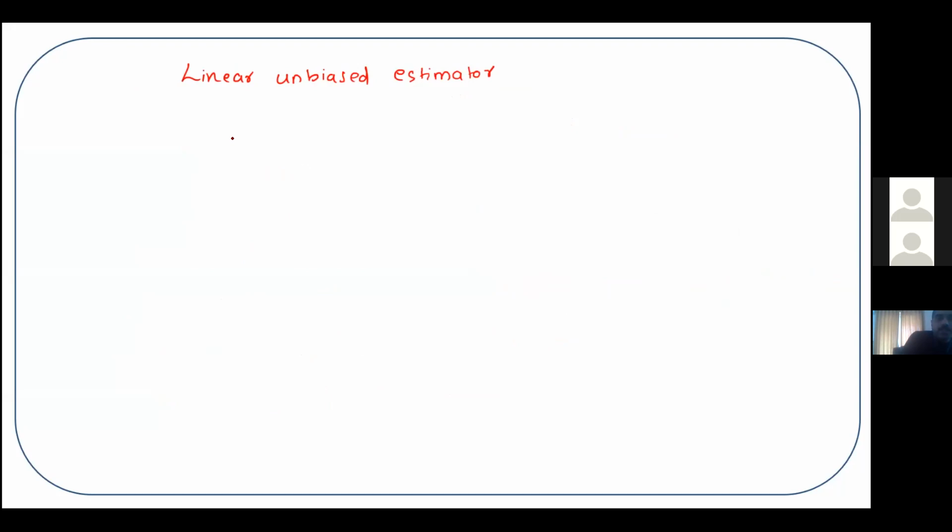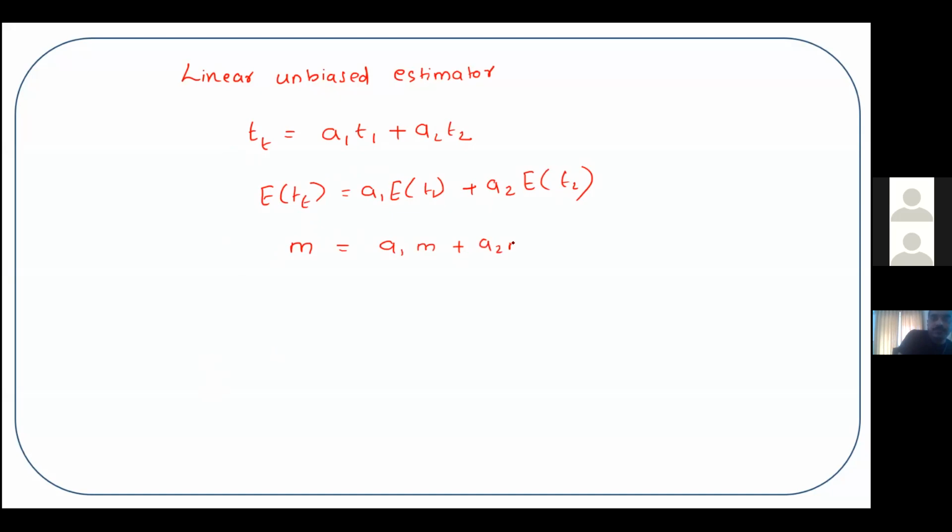To find T_T, it is simply a linear method. So T_T equals A1 T1 plus A2 T2, where A1 and A2 are coefficients. You have two pieces of information, T1 and T2. I use a linear method with coefficients A1 and A2 and combine them to get the best estimate of the state. If you assume that this is unbiased, the expectation value of T_T is equal to A1 times the expectation value of T1 plus A2 times the expectation value of T2. The expectation value is the average, which gives you M equals A1 M plus A2 M, which tells you that A1 plus A2 is equal to 1.